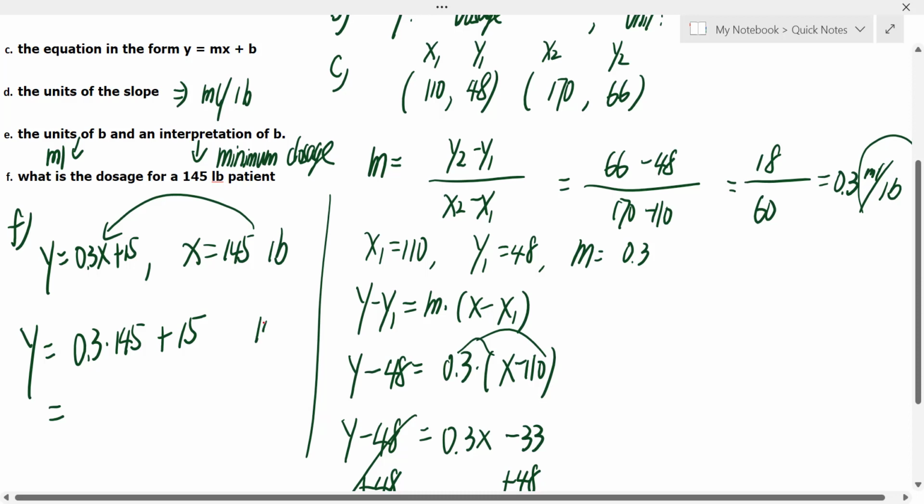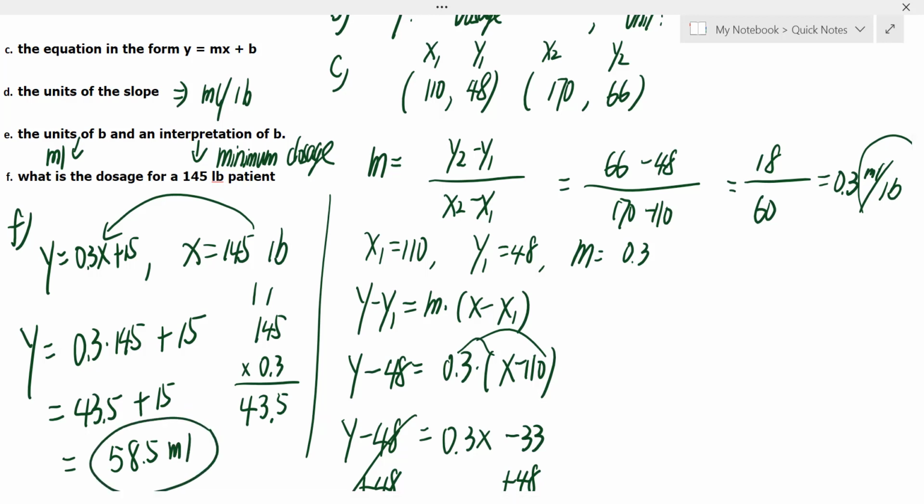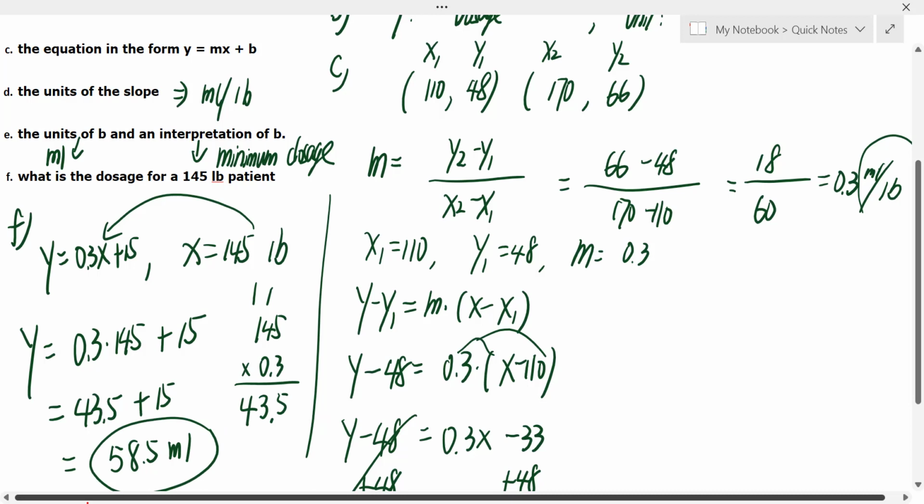145 multiplied by 0.3, so it's 43.5. Adding 15, that gives us 58.5 milliliters. That means for a 145-pound patient, the dosage required is 58.5 milliliters. Okay, that's how we solve this.